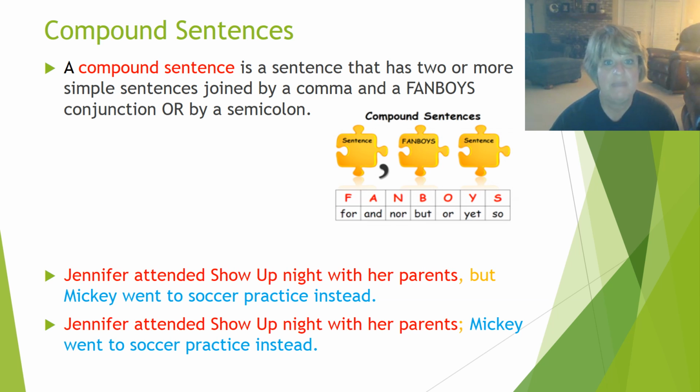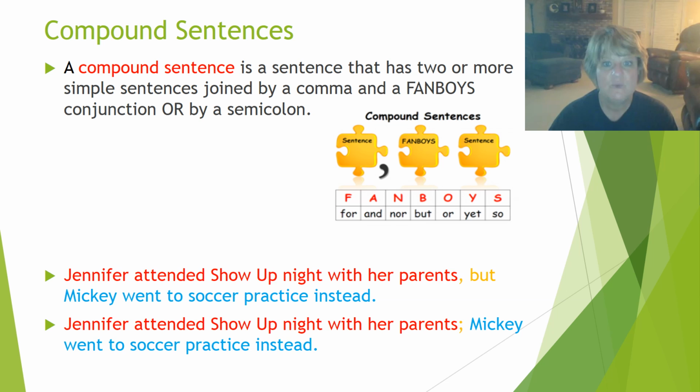Next, let's look at compound sentences. A compound sentence is a sentence that has two or more simple sentences joined by a comma and a fanboys conjunction or a semicolon. Please put that in your notes. Pause the video if you need to. Also look at the diagram for fanboys.